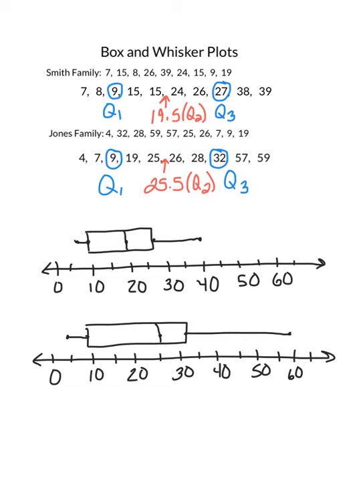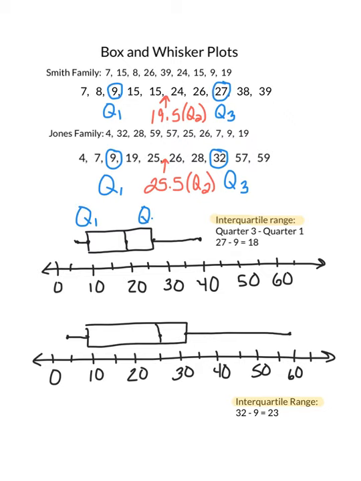Now, there's another thing that you may be asked to find, and it's called the interquartile range. To find the interquartile range, you take quarter 3. Remember, here's quarter 1, here's quarter 3, and you subtract these. I took this number and I subtracted it from this number. Quarter 3 minus quarter 1. Quarter 3 was 27. Quarter 1 was 9. 27 minus 9 is 18. So my interquartile range was 18.